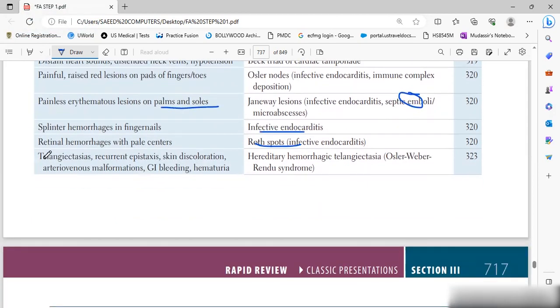Okay, then there is telangiectasias. You will have fragile vessels, recurrent epistaxis, skin discoloration, venous malformation, GI bleeding, hematuria. It is hereditary hemorrhagic telangiectasia. Even the word is describing everything. You will have telangiectasia, you will have hemorrhages. It is also called Osler-Weber-Rendu syndrome.